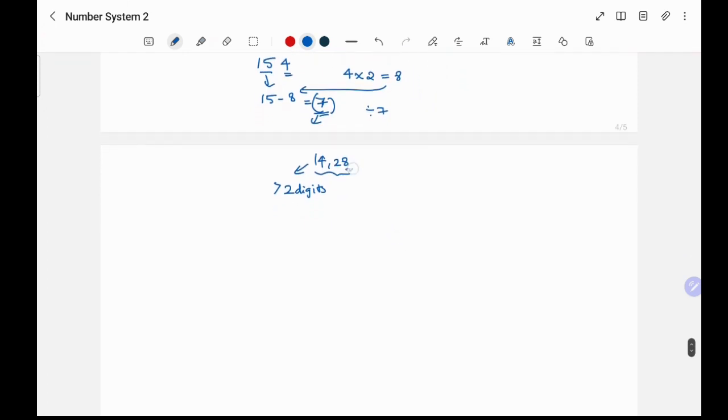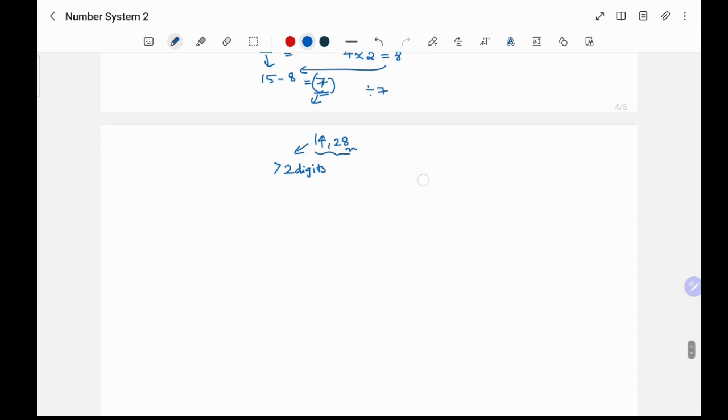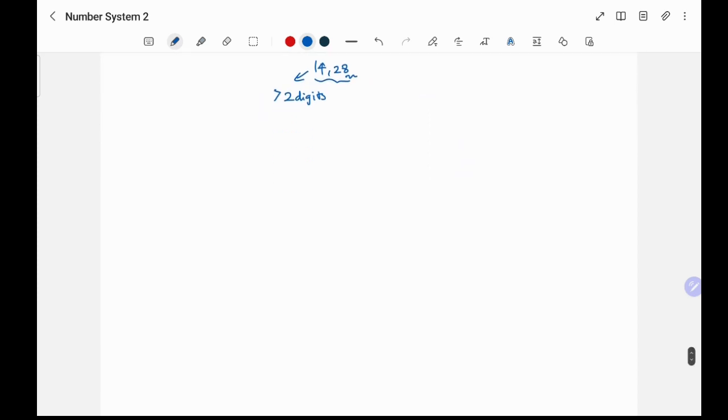You again take the units digit, multiply it with 2, and then subtract it from the leftover numbers. You can repeat this many times until you arrive at a single or two digit number, and from there you can easily find if it is divisible by 7. So again, I'll give you the proof for this.